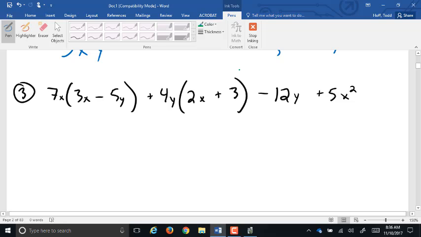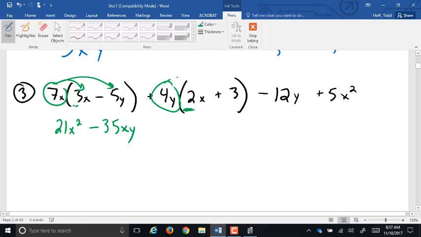So then, down here, anything we need to do inside this set of parentheses here? So we're going to do the multiplying by 7. 7 times 3x, 21x squared. Good. 7 times negative 5y, negative 35xy.